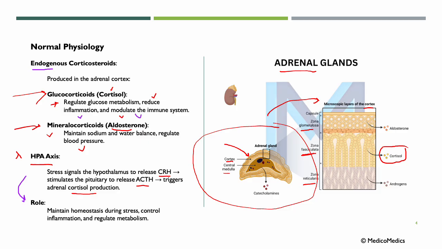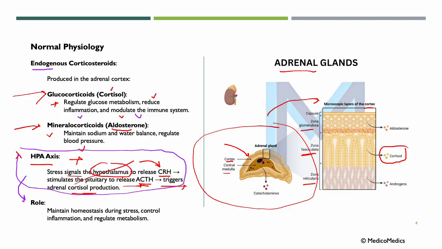So this axis here is not involved, right? Because what did we say normally? We have stress. This stress signals our hypothalamus to start releasing CRH, which triggers ACTH release, which triggers adrenal cortex production, or cortisol production, right? We don't have that here. We are giving the patient medication to mimic this.